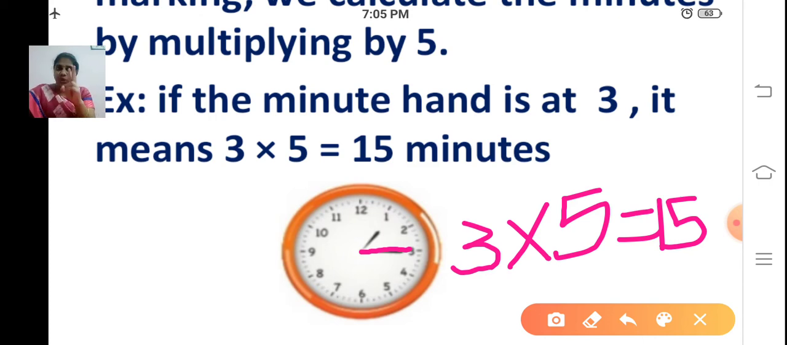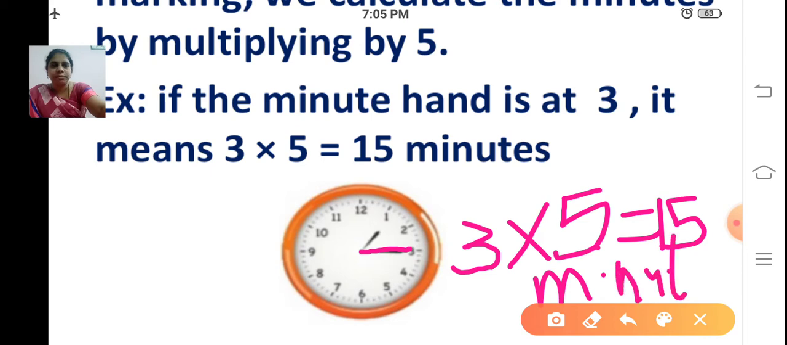If it is at number 2, I'm talking about the longer hand. Don't go for the smaller hand. We are now talking only about the bigger one, the longer hand, and calculating only the minutes. So just see where the minute hand is. The longer hand is at number 3. How will you calculate the minutes? You multiply it by 5. So 3 fives are 15 minutes. So how many minutes now? 15 minutes.